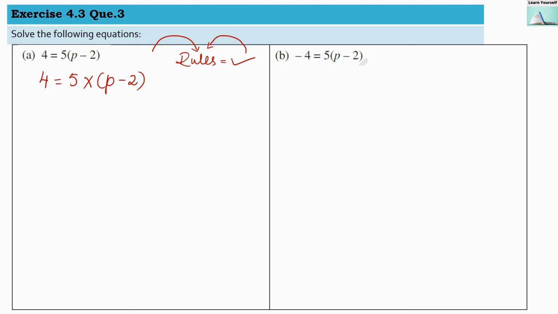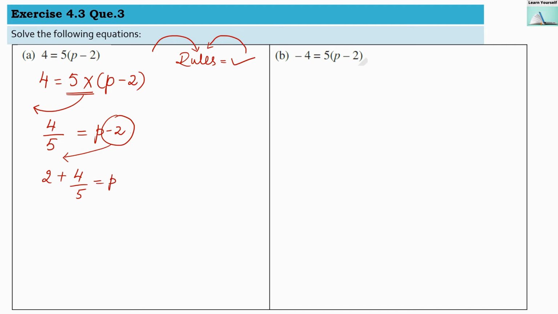Only we are shifting from LHS to RHS. Now this 5 is in multiplication. Once it will change the side, it will go to denominator. So we will get here 4 divided by 5 equals to p minus 2. So now this 2 is along with negative sign. Once we are changing the side, it will become positive. So we will get here 2 plus 4 by 5 equals to p.